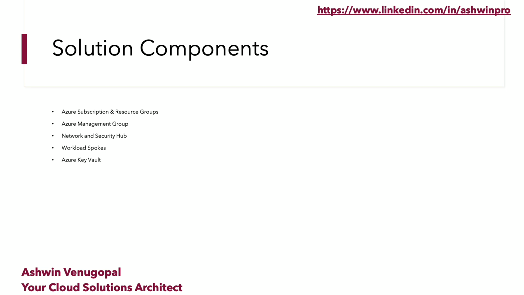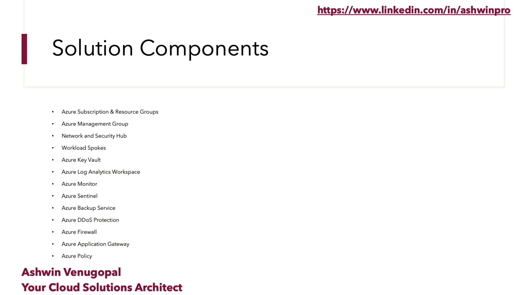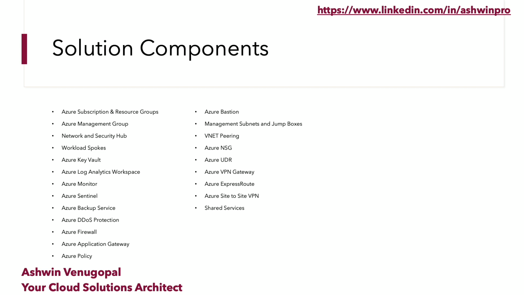We have Azure Key Vaults, then the Azure Log Analytics Workspace, Azure Monitor, Sentinel, Backup Service, DDoS Protection, the Firewall, Application Gateway, Azure Policy, then Azure Bastion, the management subnets and jump box that we have used, then the VNet peering, the network security groups, the user-defined routes, VPN gateway, ExpressRoute, the site-to-site VPN, and shared services like the antivirus and things like that.